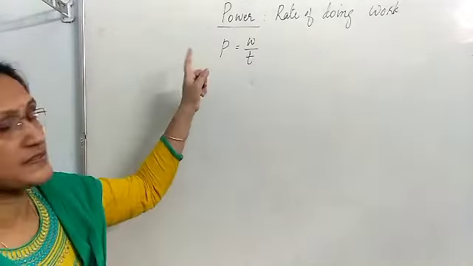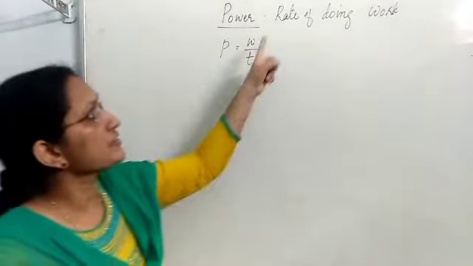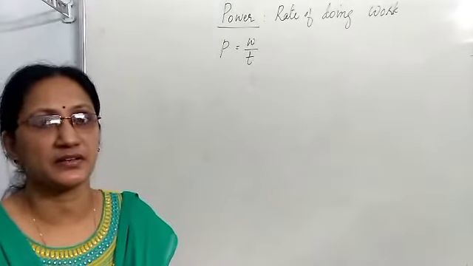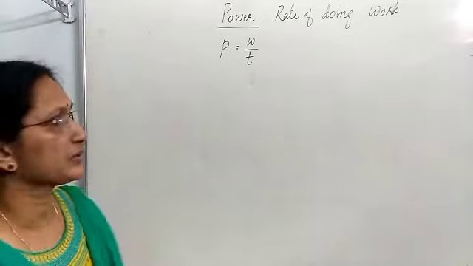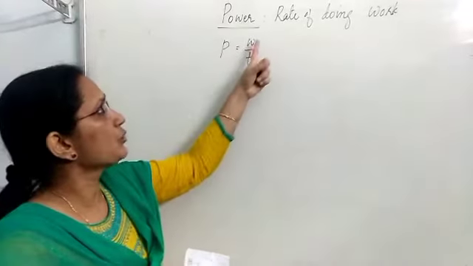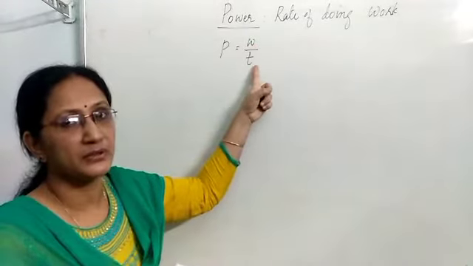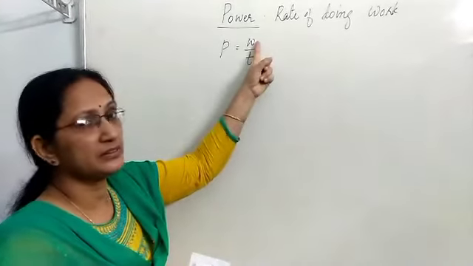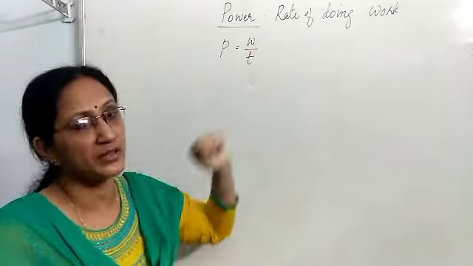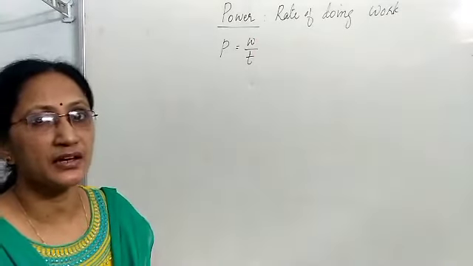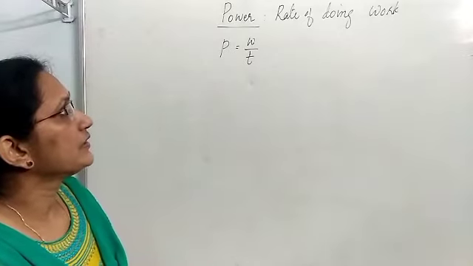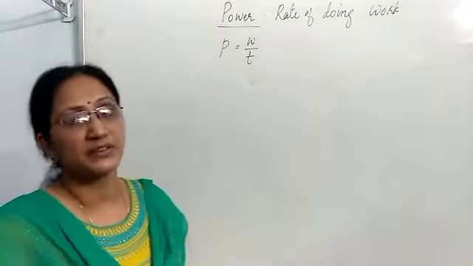Next term to discuss is power. Power is the rate of doing work, means work done per second, that is known as power. So the formula for power is work upon time. So it is understood power depends on 2 factors, work done and the time taken. Power is a scalar quantity. Then power varies with the time.